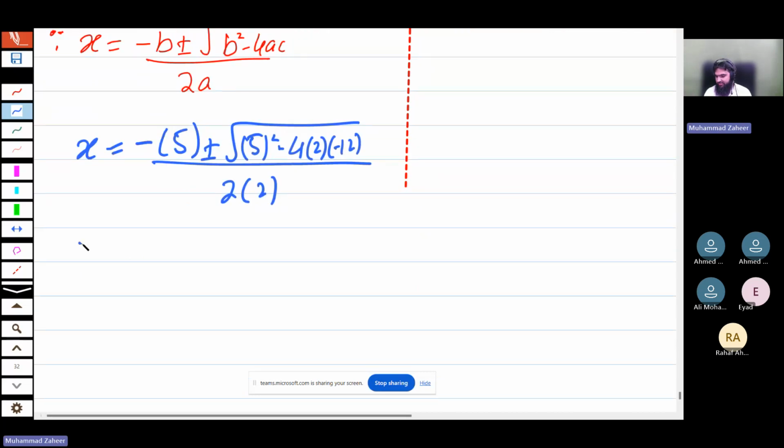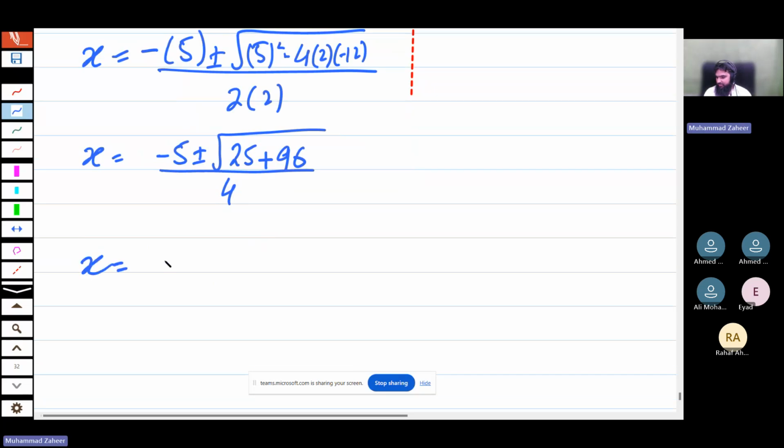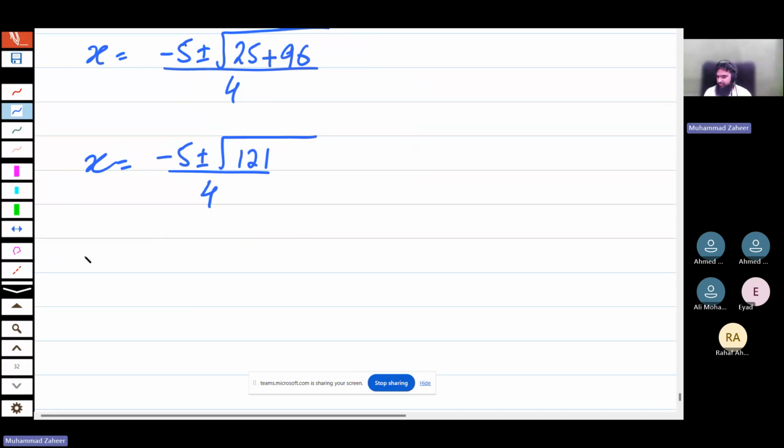Let's simplify them. We get x is equal to minus 5 plus minus the square root of 25, minus and minus is plus, 4 times 2 is 8, and 8 multiplied by 12 will be 96, divided by 2 times 2 is 4. Now x is equal to minus 5 plus minus square root of 25 plus 96, which is 121. The square root of 121 is 11. It will be 11 divided by 4.